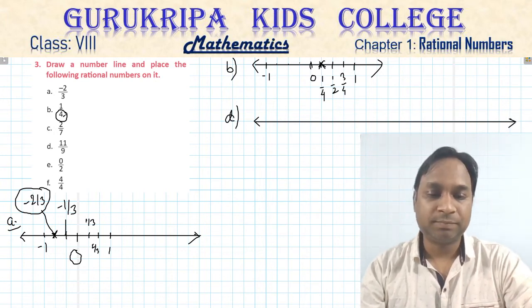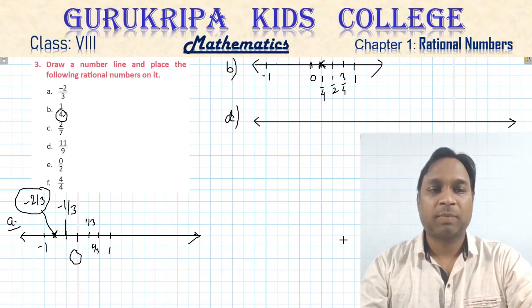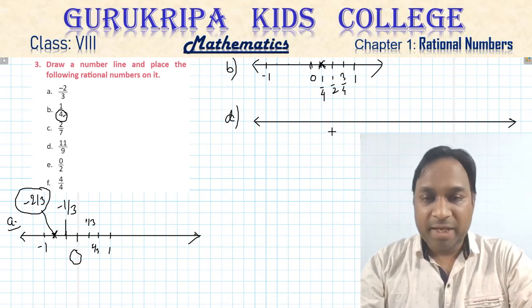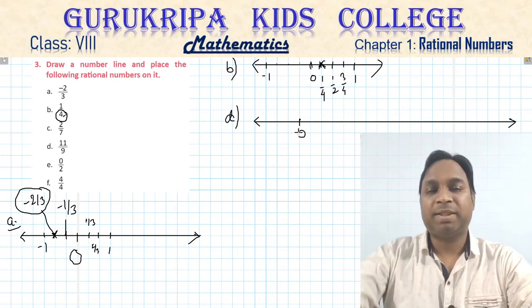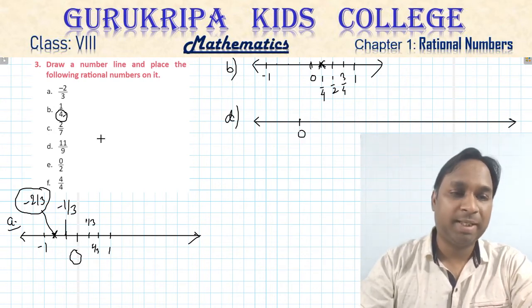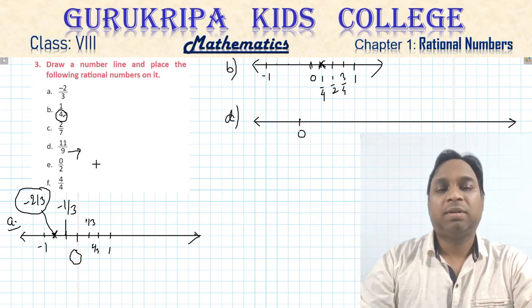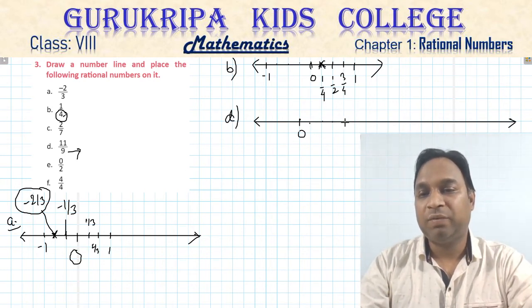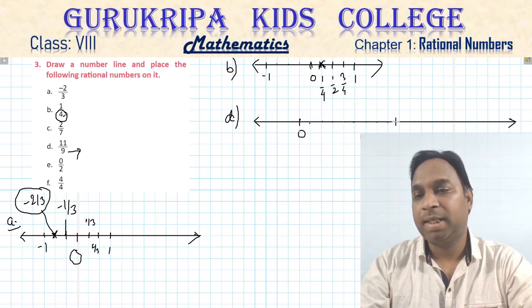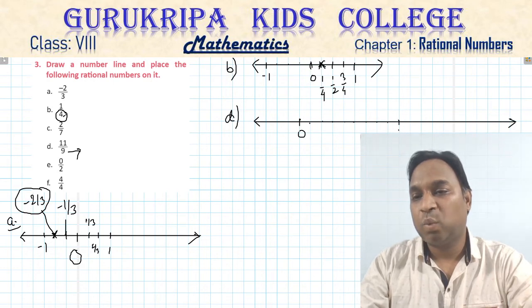Okay. Now 11 upon 9. Let's say this is 0. After how many places should I put 1? Denominator is 9. So after 9 places 1 should appear. 1, 2, 3, 4, 5, 6, 7, 8, 9. 1 appears over here.